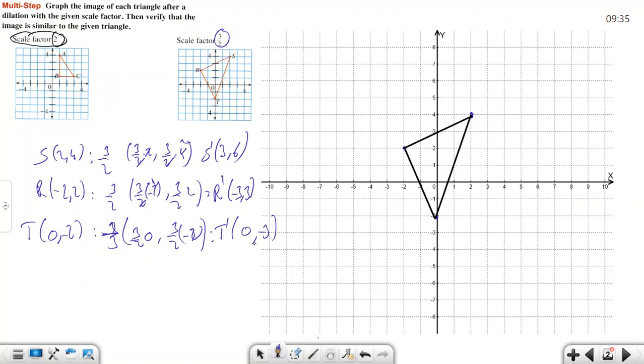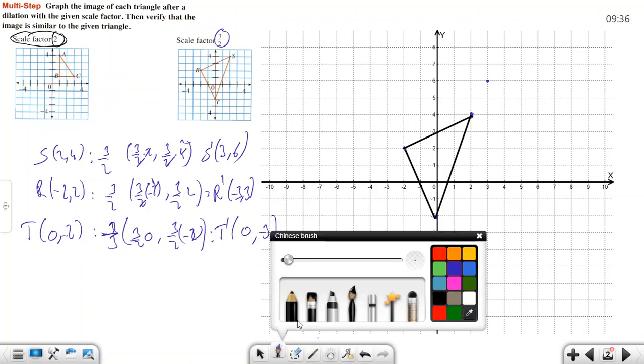Okay, so new T is (0, -3). Let's continue and put these coordinates on the coordinate plane. No, sorry, S new is (3, 6). Okay, (3, 6).